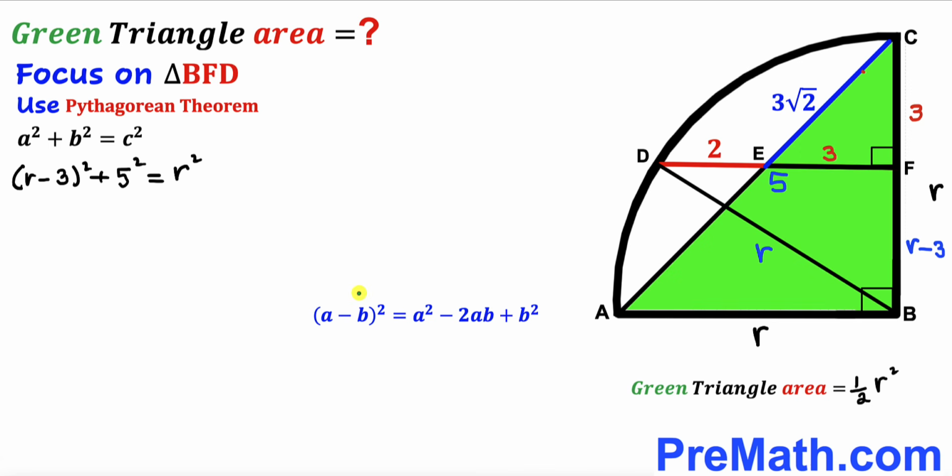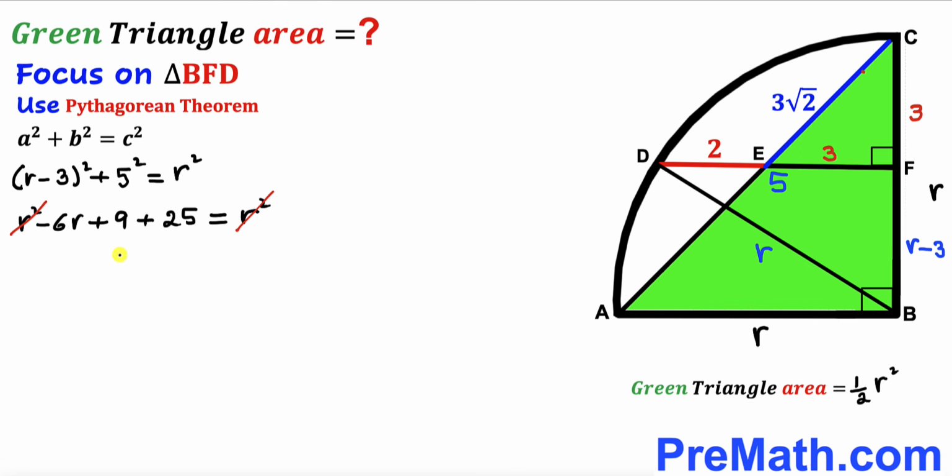And now let's recall this famous identity: (a minus b) whole square could be written as a square minus 2 times ab plus b square. And we are going to apply this on this binomial on the left hand side of this equation. So therefore we could write r square minus 6 times r plus 9 plus 25 equal to lowercase r square. And now we can see r square and r square, they are gone. Let's combine the like terms. We're going to get negative 6 times r plus 34 equal to 0. And now I'm going to move this 6r to the other side.